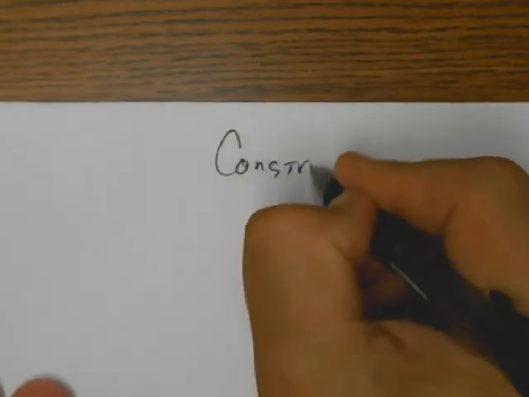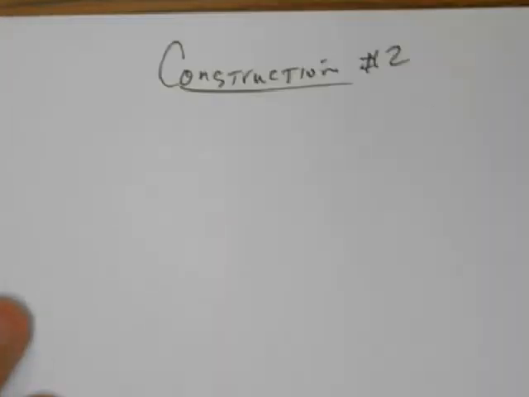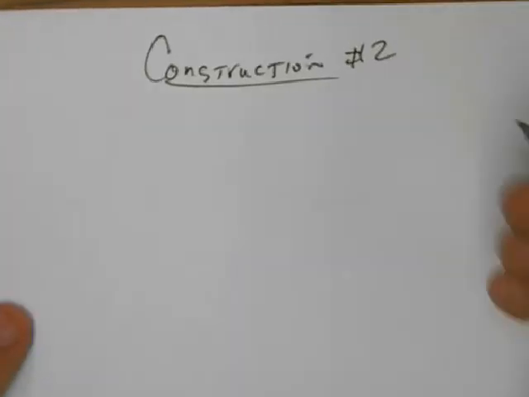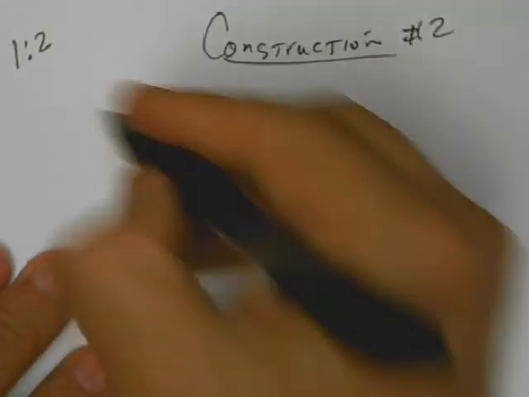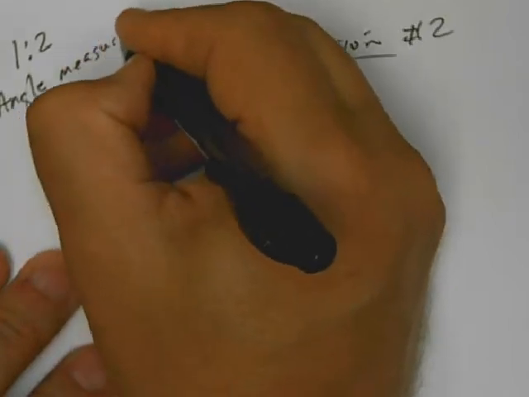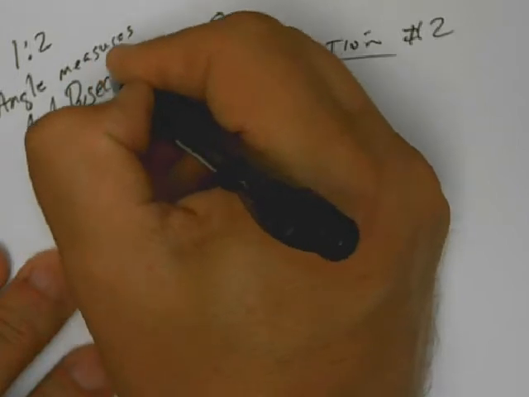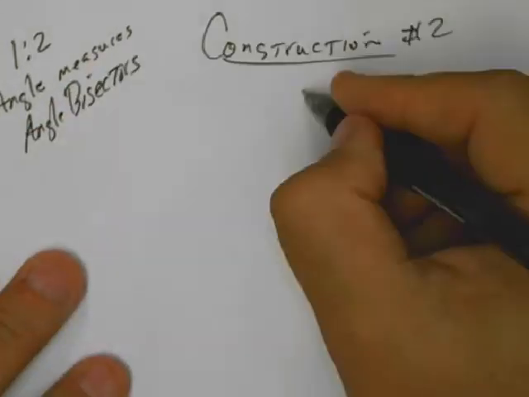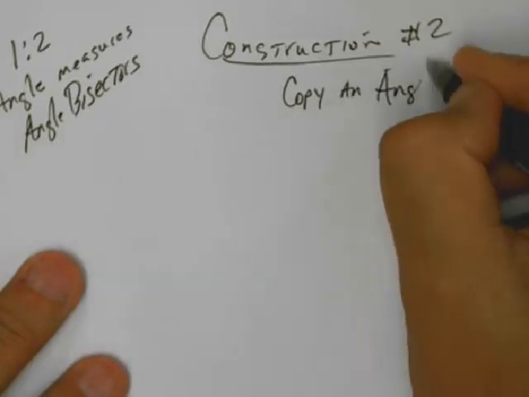All right, so we need the compass. We're going to do 2 constructions. Here we go. This is actually our second construction, so I'm going to label it number 2. It's our first one today, but it's our second construction. This is section 1.2. We are talking about angle measures and angle bisectors. Construction number 2 is we're going to copy an angle.